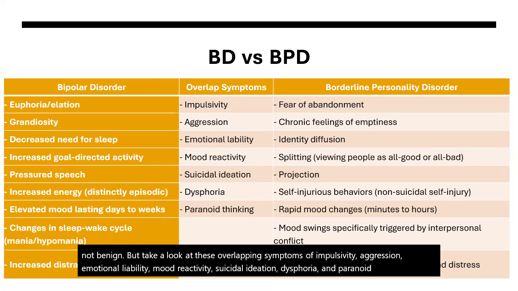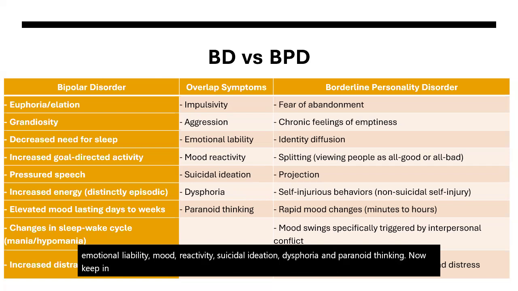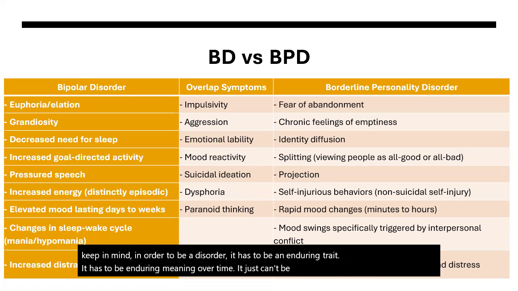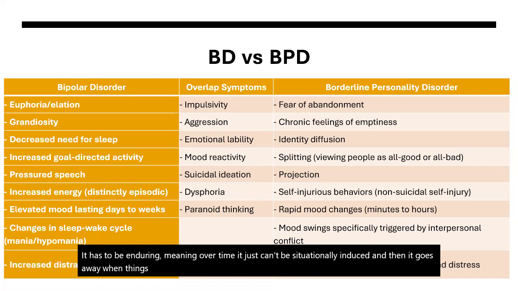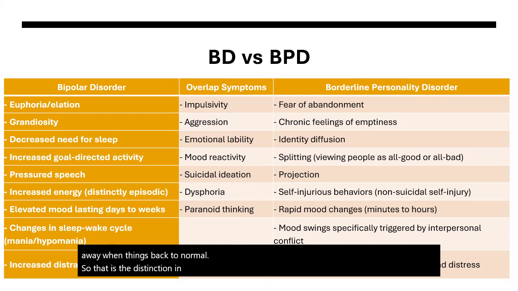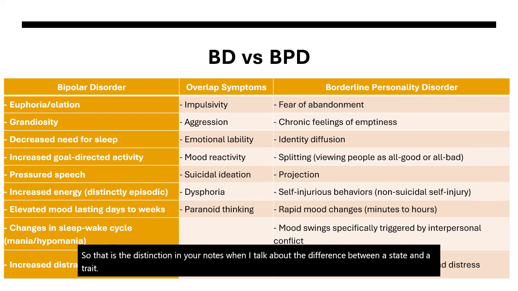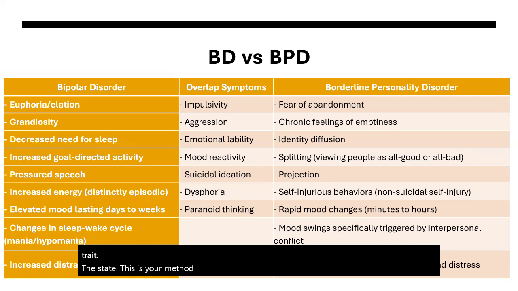Now, keep in mind, in order to be a disorder, it has to be an enduring trait. It has to be enduring, meaning over time. It just can't be situationally induced and then it goes away when things go back to normal. So that is the distinction in your notes when I talk about the difference between a state and a trait. The trait, this is your method of being. A state, it's flared up for some reason.